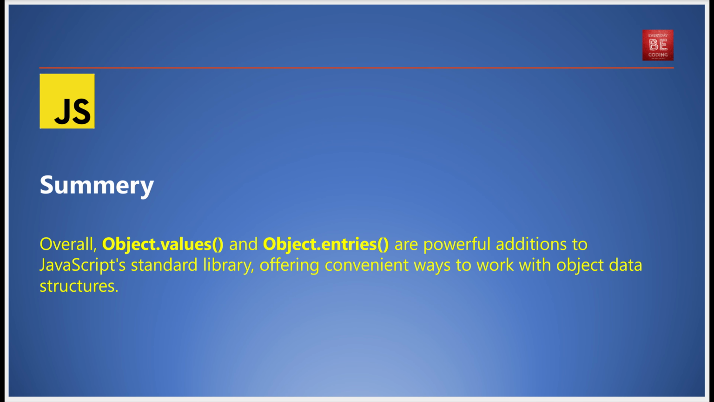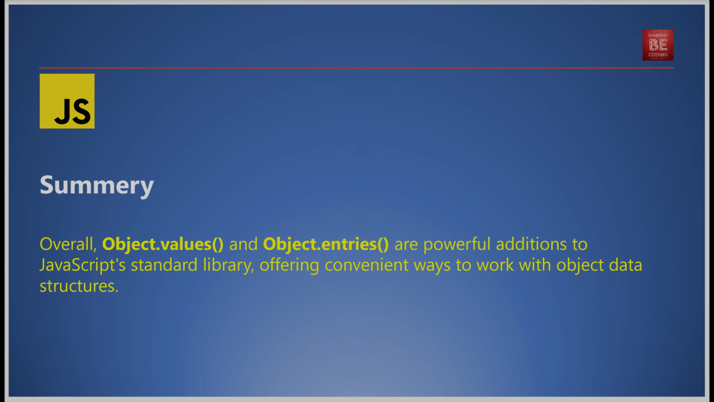To sum up, Object.values and Object.entries are powerful tools in the JavaScript standard library. They offer convenient ways to work with object data structures, making tasks like iterating over object properties, converting object properties into arrays, or even checking for the presence of specific values or key value pairs in an object a breeze. So, the next time you're faced with the challenge of working with objects in JavaScript, remember these methods. They're here to make your life easier.